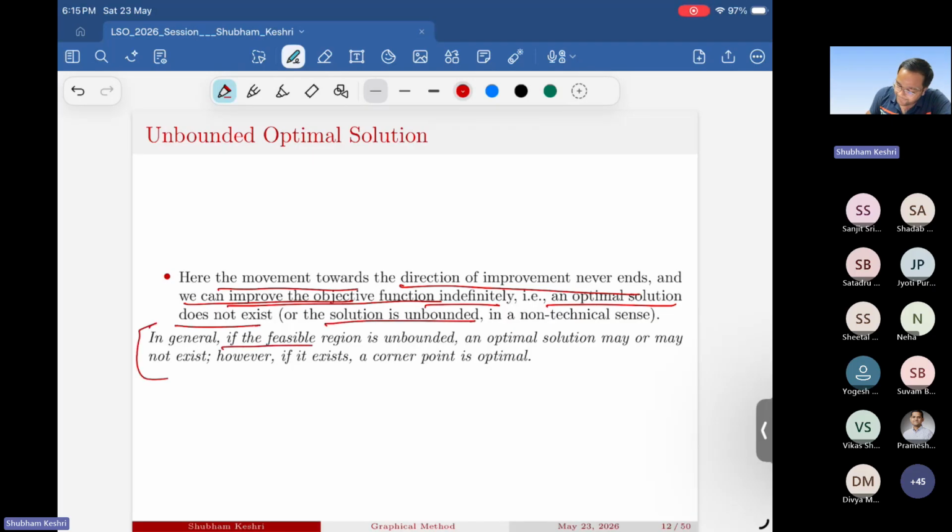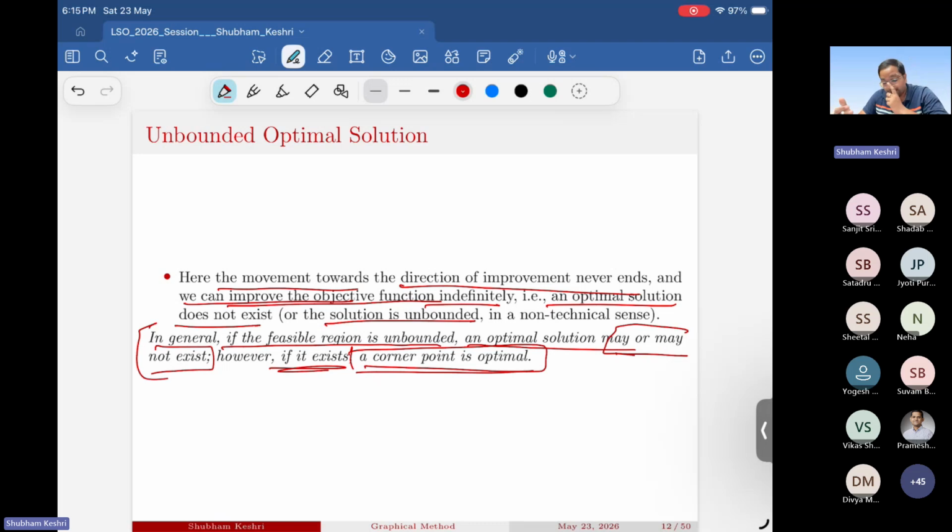In general, when you have an unbounded feasible region, an optimal solution may or may not exist. If there is an optimal solution, it will always be at a corner point. Okay. So this is another method of finding an optimal solution. The first condition is that your feasible region should be bounded. And the second condition is that the optimal solution exists. So in these two cases, a corner point will be optimal. Okay.